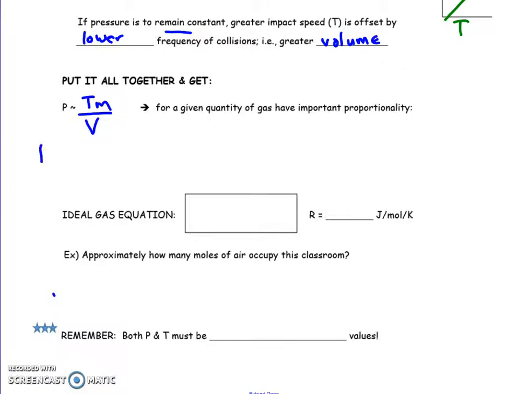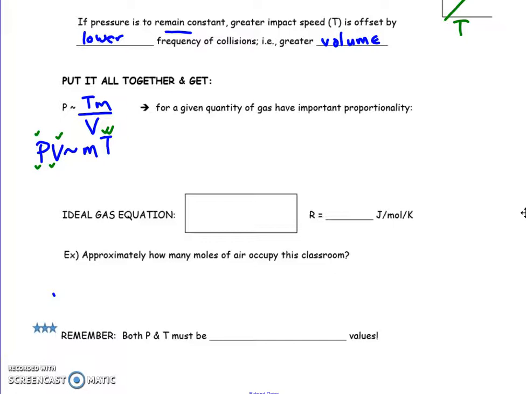I can bring the V over to the other side, and I can say PV is proportional to MT. I'm just going to switch those around. And sure enough, I see Charles's law here. Volume and temperature are proportional. Here is Gay-Lussac's law there. And then the P and the V being on the same side is Boyle's law. And then there's the mass law.